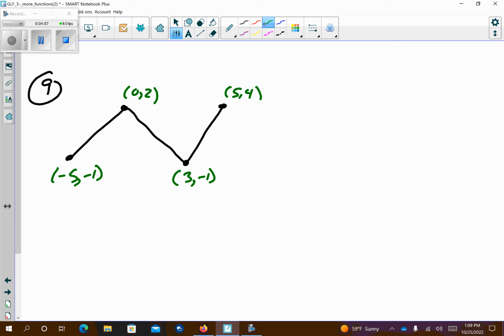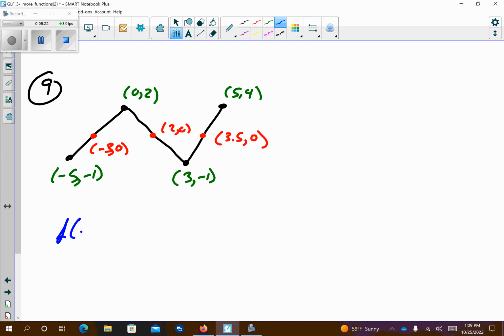There were a couple other values we could do. Where this is crossing, this appears to be 2, 0. This appears to be negative 3, 0. And this last one, right about here, where it's crossing the x-axis, is about 3.5, comma 0.